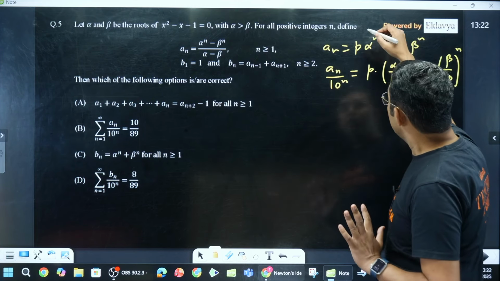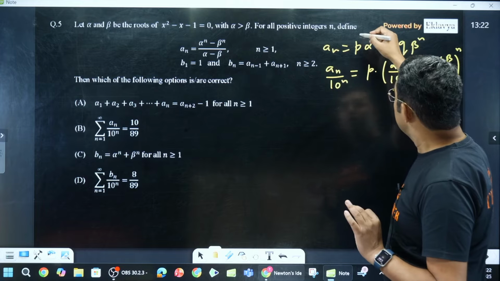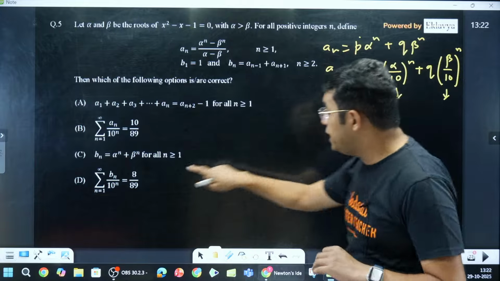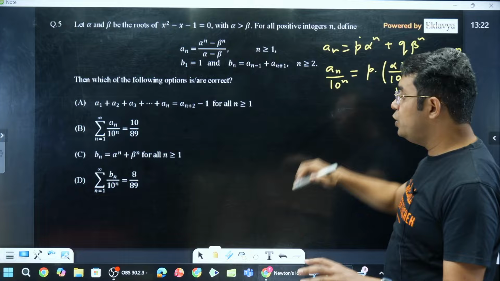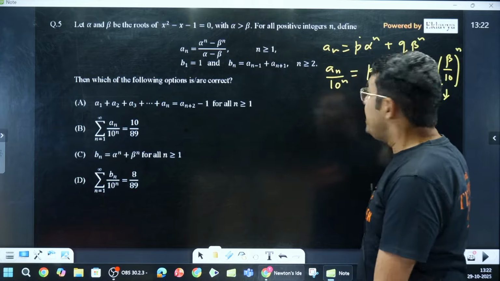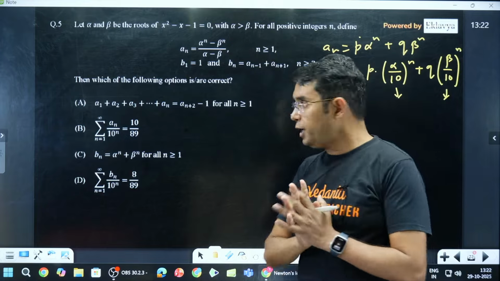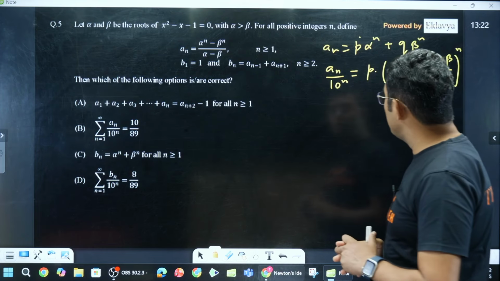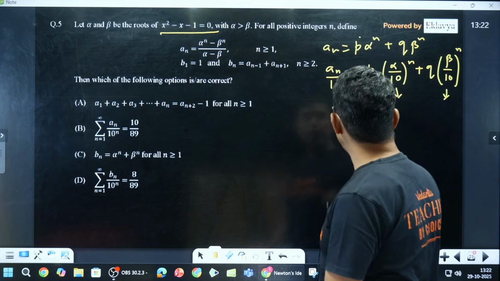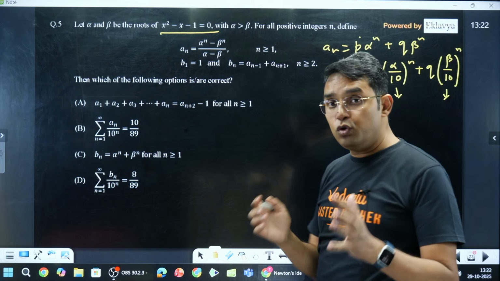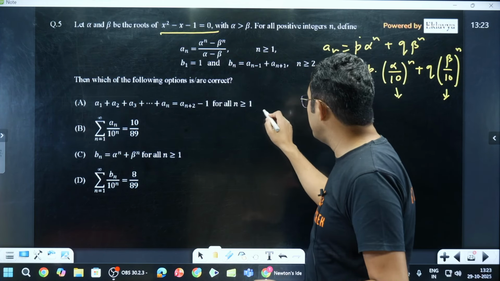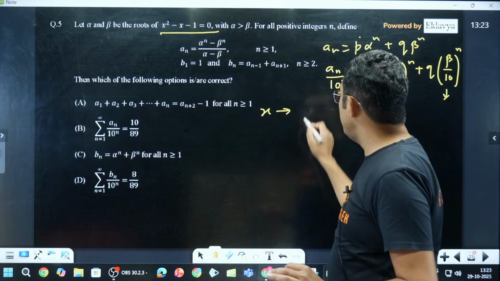Now please understand, for the sequence an, these p and q were 1 upon alpha minus beta and negative of 1 upon alpha minus beta. In the case of the B series, the p and q are just 1, 1. If you replicate the same calculation for this also, then p and q are just 1, 1. So what I am now going to do is make a quadratic using this, whose roots are alpha upon 10 and beta upon 10. And you know from transformation of roots, if I want to make this kind of quadratic, I will replace x by 10x.